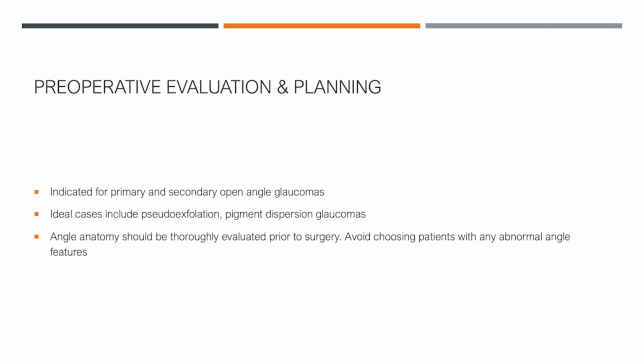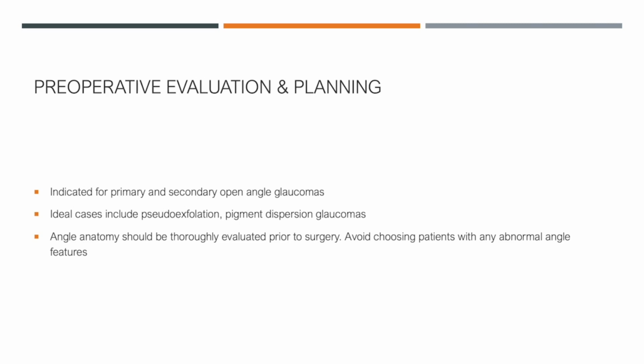Preoperative evaluation and planning. The Omni surgical system is indicated for primary and secondary open-angle glaucomas. Ideal cases include pseudoexfoliation and pigment dispersion glaucomas. The angle anatomy should be thoroughly evaluated prior to surgery in the office, and it is important to set yourself up for success, and that means avoid choosing patients with any sort of abnormal angle findings or features.